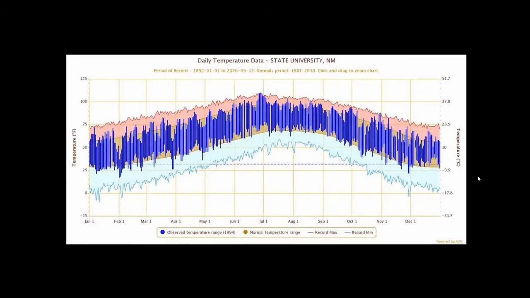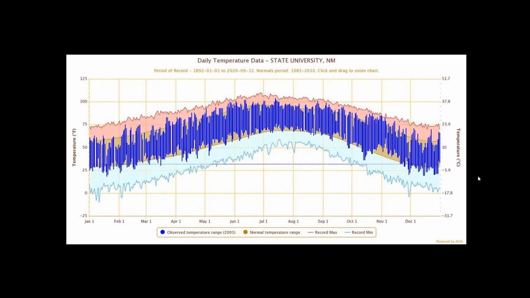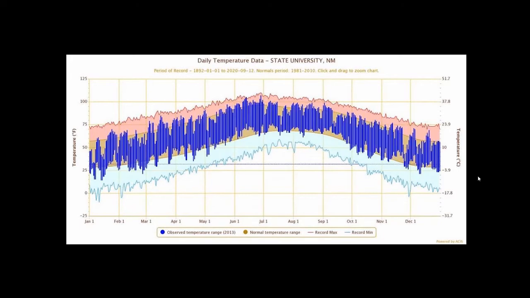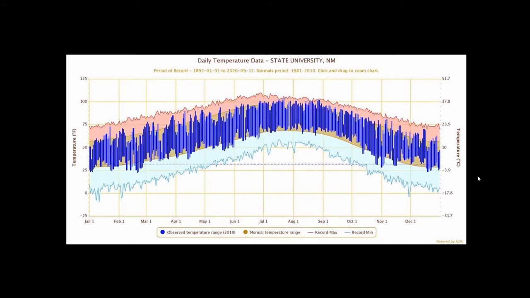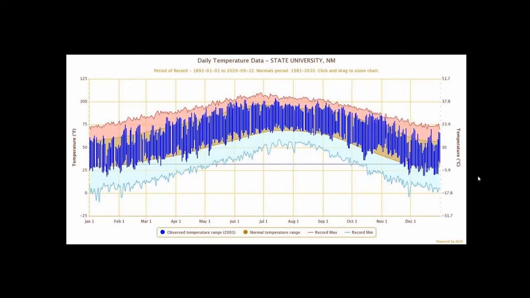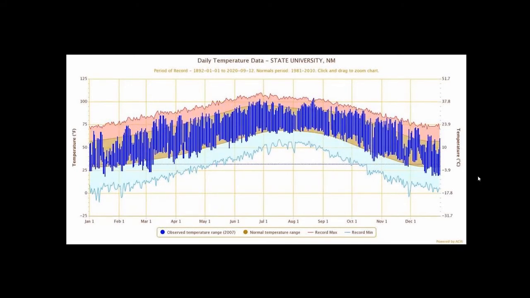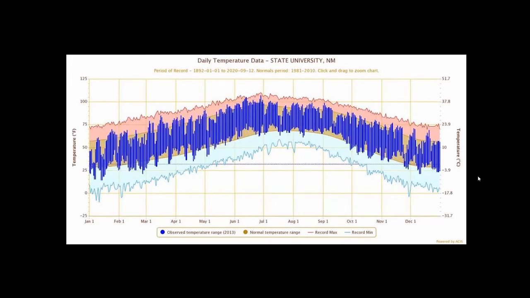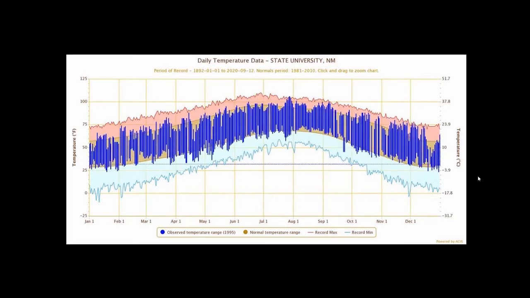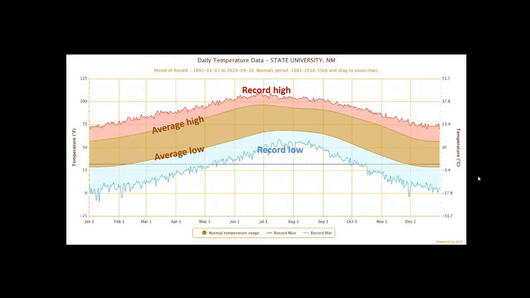So here's an example of 30 years of individual days across Las Cruces. Each of those little blue lines are the highs and lows. As you can see, they vary quite a bit on a day-to-day basis. You can see they sort of dance around. There are some really hot days and some cold days. So how does that help us? If we look at all the averages over all those, they help us define the average high temperature and the average low temperature. And that's that brown area.